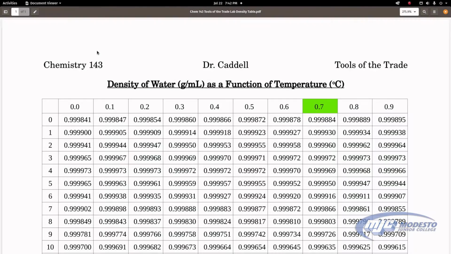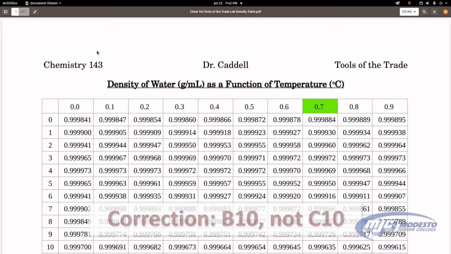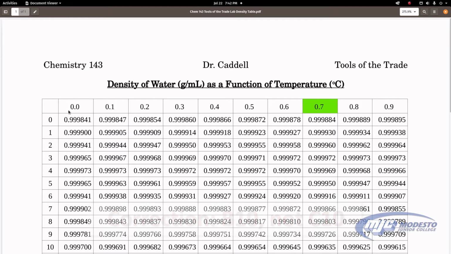This video is on how to read the density of water as a function of temperature for our Tools of the Trade lab. So you got a temperature of your water in C10. Now that temperature is going to have one place past the decimal. And the way to read the density of water at that temperature from this table is to first look at the digits to the left of the decimal. So let's say your temperature was 14.7 degrees Celsius. It'll be higher than that, but let's just say.